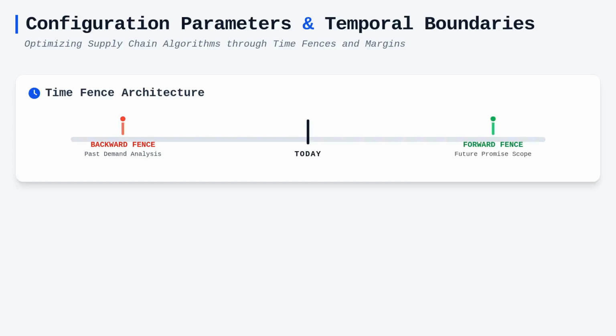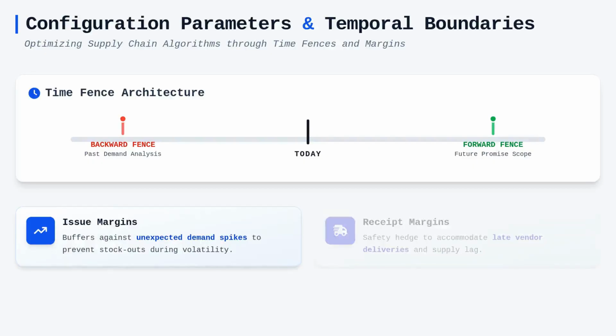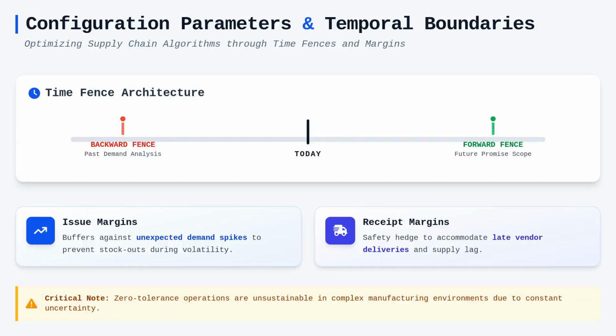Beyond these temporal bounds, we must define issue margins and receipt margins. These margins function as buffers against the inherent volatility of supply chain operations, effectively creating a safety hedge to accommodate late vendor deliveries or unexpected spikes in demand. Without these margins, the system operates with zero tolerance, which is rarely a sustainable strategy for complex manufacturing or distribution environments where uncertainty is a constant.